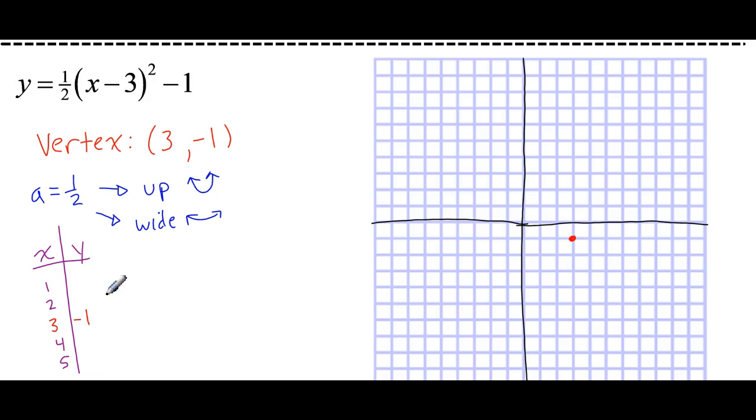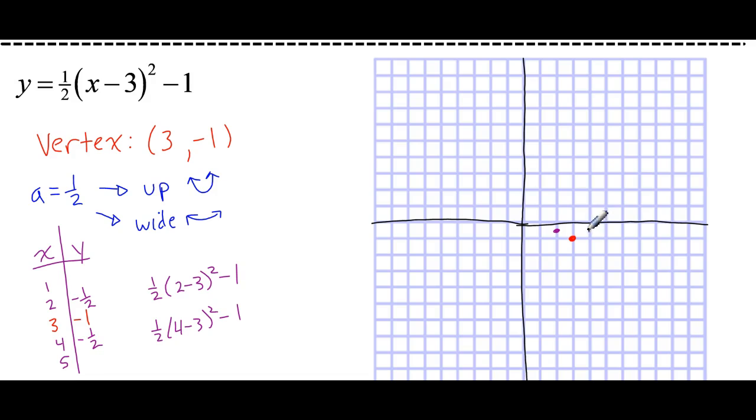So if I plug in 2, well, now that's actually going to be quite a bit of work. It's going to be 1/2 times (2 minus 3) squared minus 1. So 2 minus 3 is -1. Squared is +1. A half times 1 is half. Half minus 1, we get -1/2 there. So the point 2, -1/2. That's not impossible to graph. A similar thing happens when we plug in 4. 4 minus 3 is 1. 1 squared is 1. Half times 1 minus 1. We also get -1/2 there.